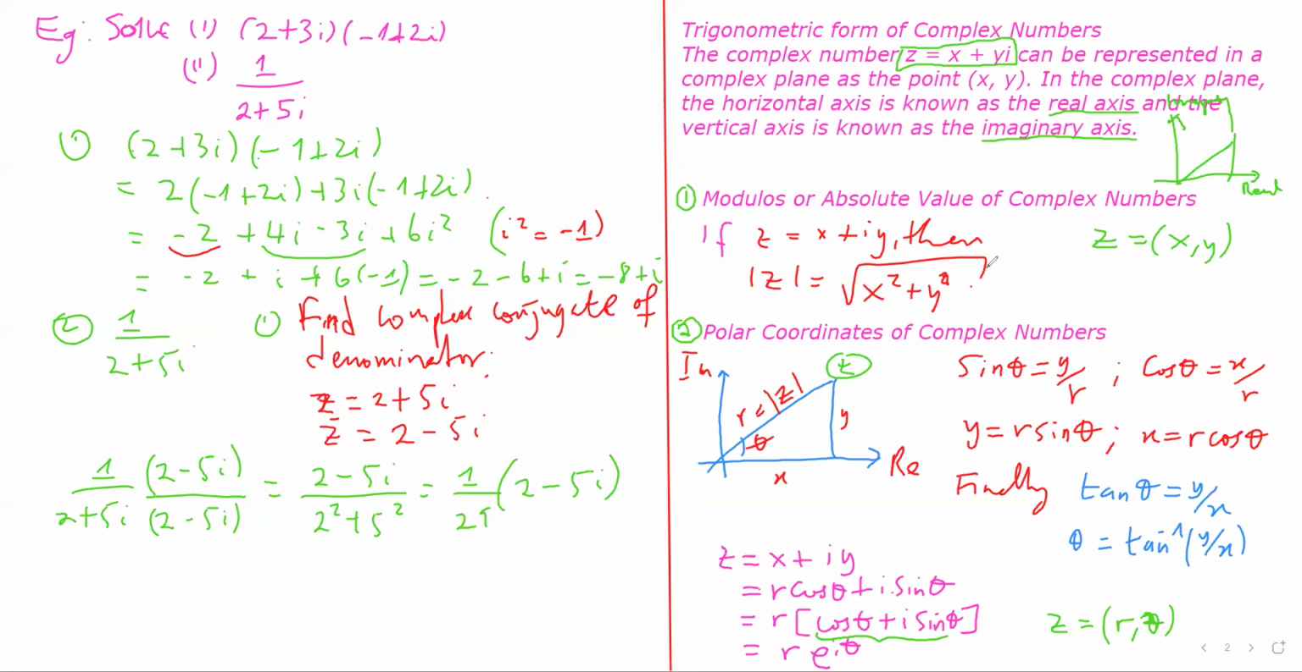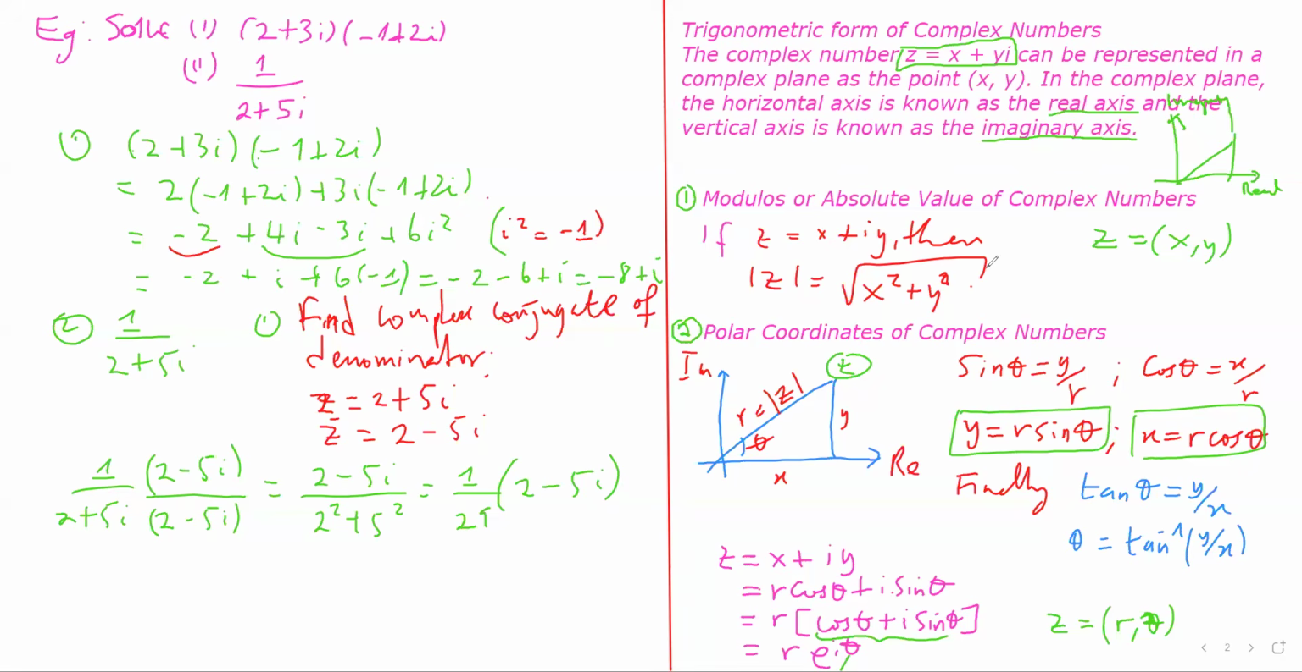So if we have a complex number z, which is x plus iy, and we know y is r sine theta and x is r cos theta, we can substitute this into the complex number x plus iy. If we do that substitution, then we have r cos theta plus i sine theta, which is r into bracket cos theta plus i sine theta. And we know that cos theta plus i sine theta is nothing but the exponential i theta, with the r. So this is the polar form.